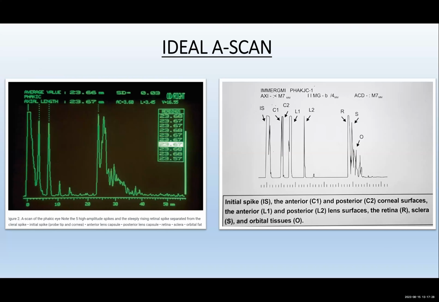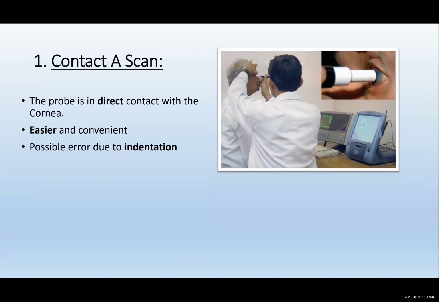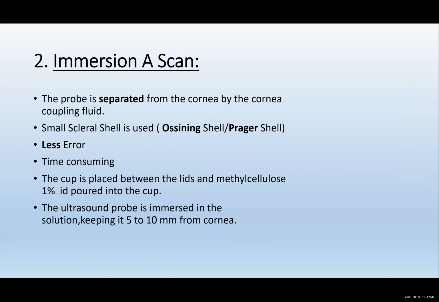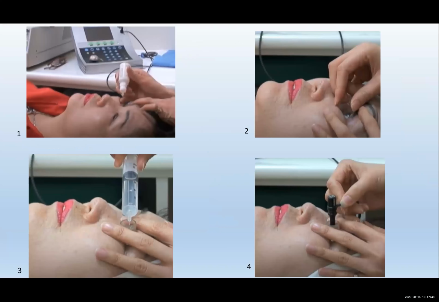As you can see on the slide, there are spikes from the anterior and posterior corneal surface, then lens, orbital tissues, and retina. In the contact A scan, we just directly put the probe on the cornea, which gives us an error due to the indentation. However, it is much easier and convenient. When it comes to immersion A scan, we use methyl cellulose solution. As you can see in the first photograph, the patient is instilled with topical anesthetic, then the scleral shell is kept, followed by the 1% methyl cellulose, and then the probe is kept.